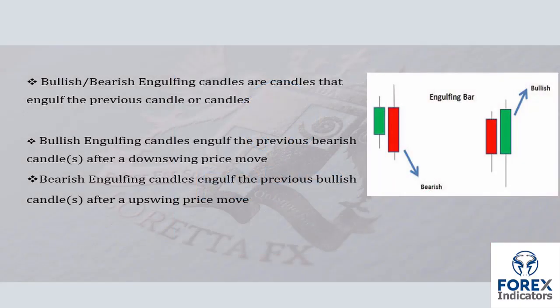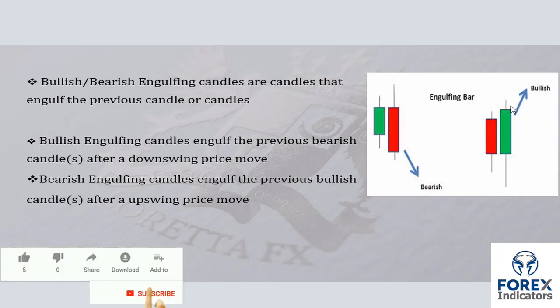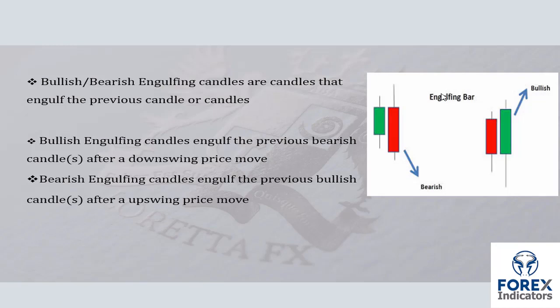Now here we have some examples of the bullish and the bearish engulfing pattern. This is an engulfing bearish candle, also called the engulfing bar. And here is a bullish engulfing candle, also called the bullish engulfing bar. Bullish engulfing candles engulf the previous bearish candles after a downswing price move, and the bearish engulfing candles engulf the previous bullish candles after an upswing price move.